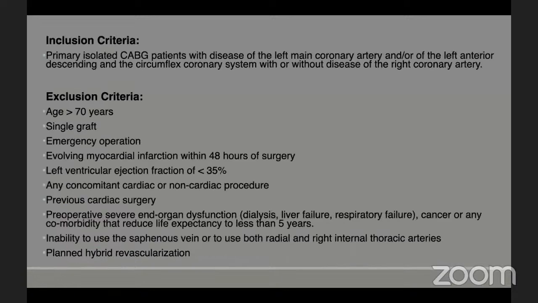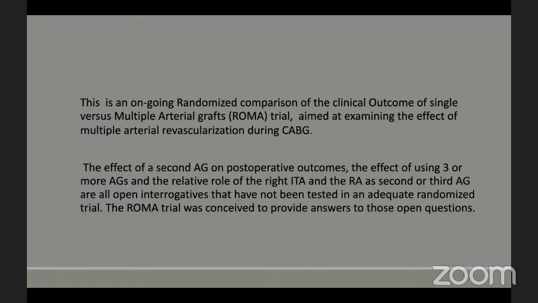Okay, inclusion and exclusion criteria. Inclusion criteria: primary isolated coronary artery bypass grafting, a patient with disease of the left main coronary artery and/or the left anterior descending and the third coronary system, with or without disease of the right coronary artery. Exclusions were age more than 70 years, single graft, emergency operation, myocardial infarction within 48 hours of surgery, left ventricular ejection fraction less than 35%, any concomitant cardiac or non-cardiac procedure, previous cardiac surgery, severe organ dysfunction, inability to use saphenous vein, and planned hyperrevascularization.